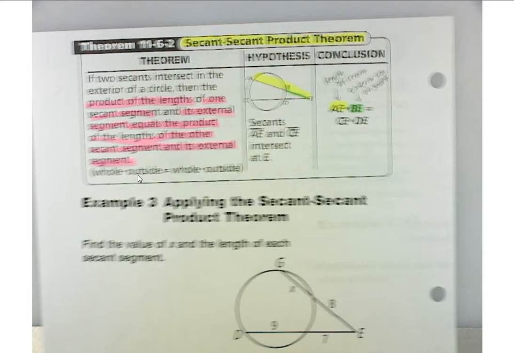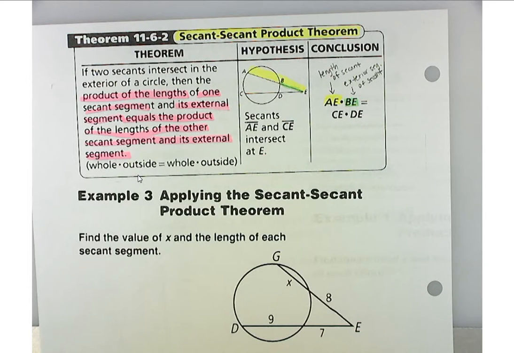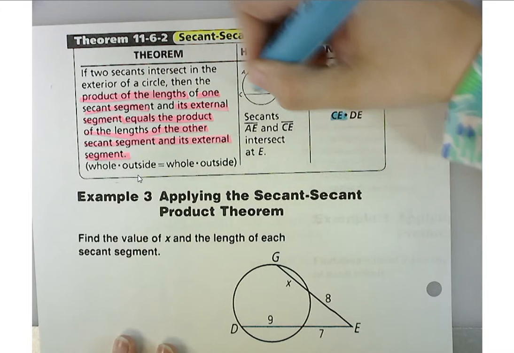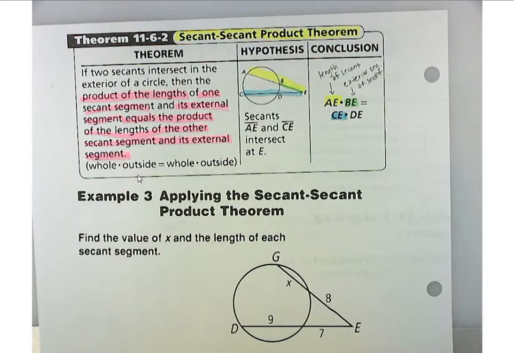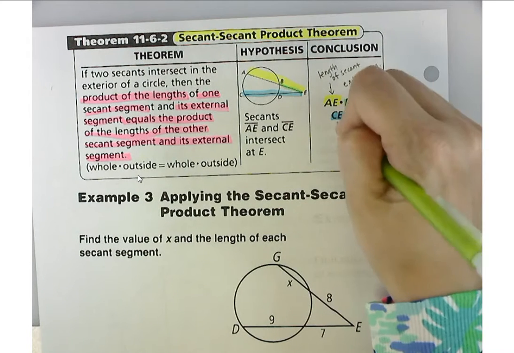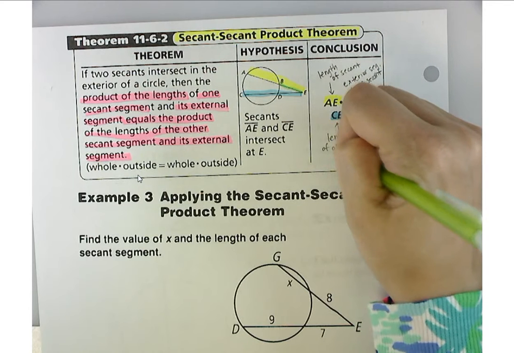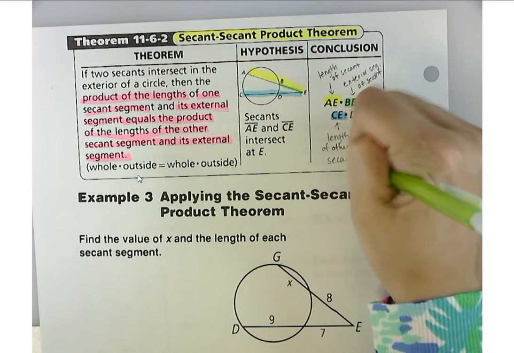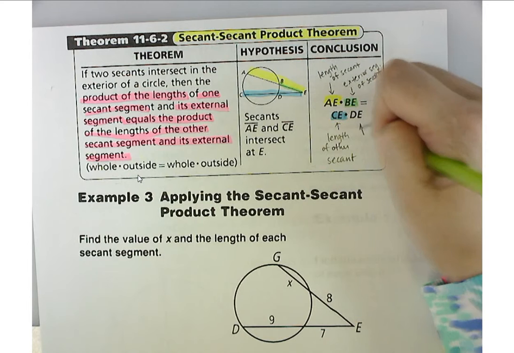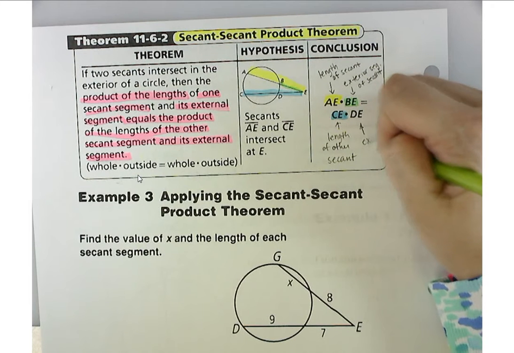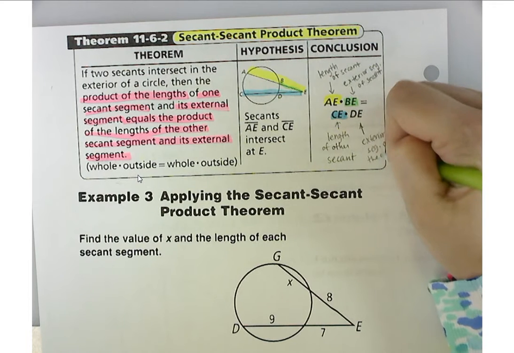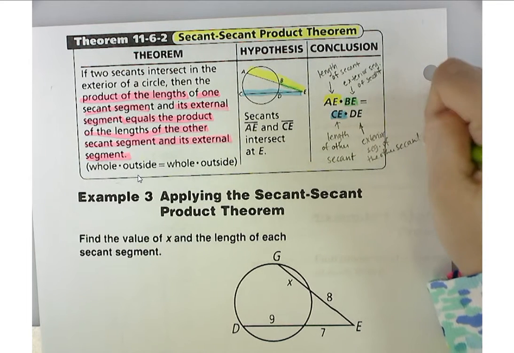And then the other one, CE, is the length of the second secant, and then DE is the exterior segment of the other secant line.